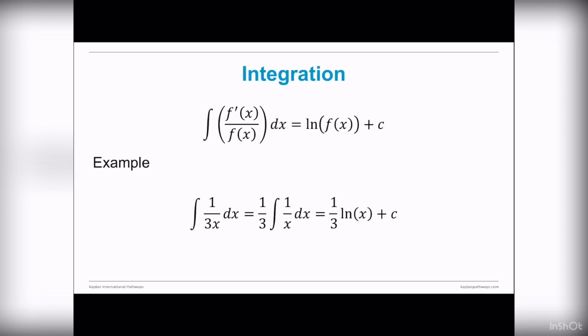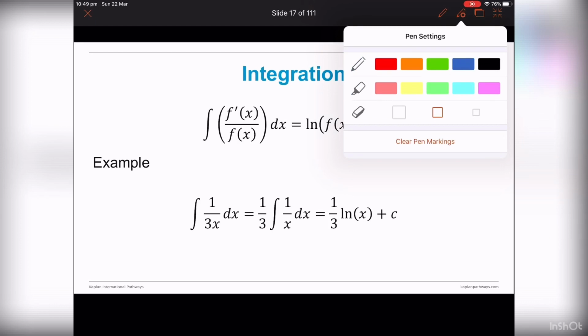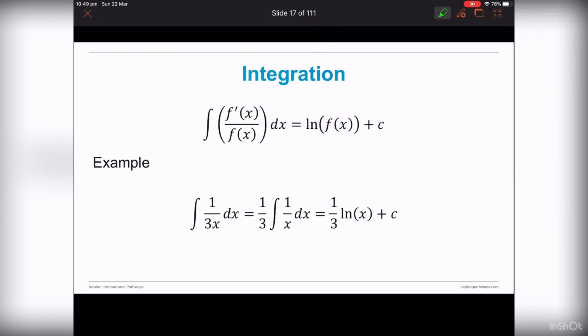Right, so as I said, here we have the integration of 1 over 3x dx. We take the 1 over 3 outside the integration, and now we have 1 over x dx inside the integration. And we already know the integration of 1 over x is ln x, so it is 1/3 ln x plus c, which is the constant of the integration.